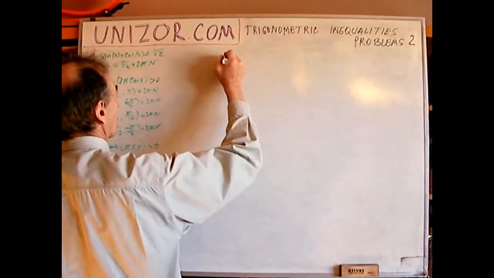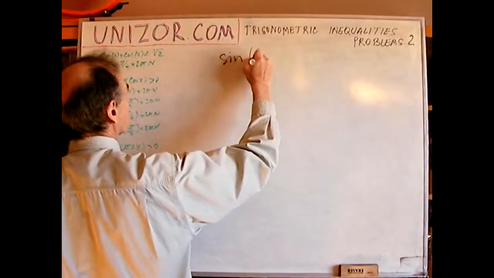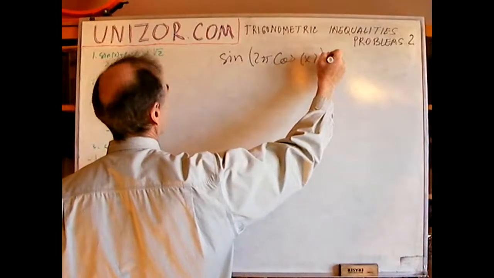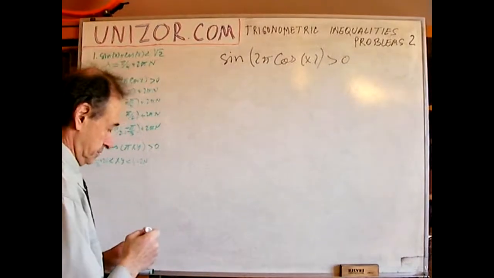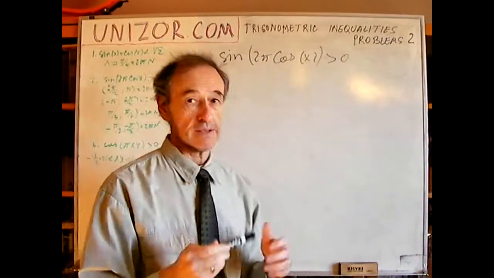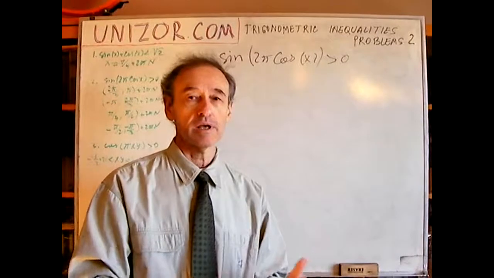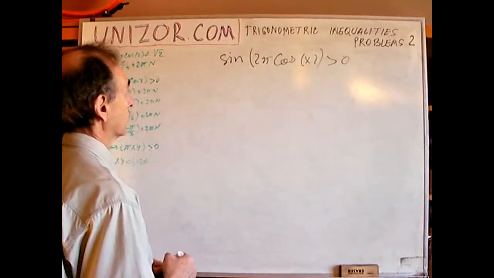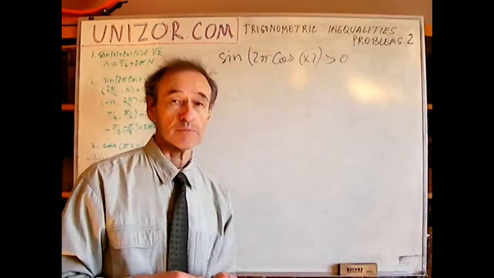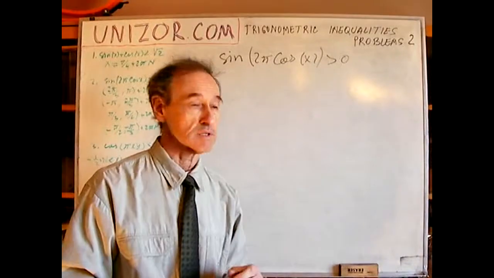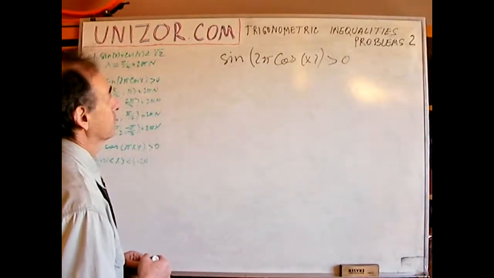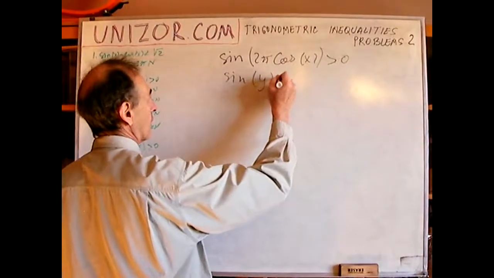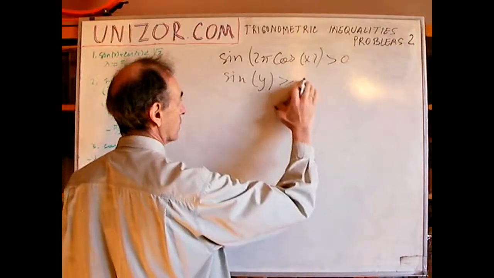Second one. Sine of 2 pi cosine of x greater than 0. Well, this is kind of a complicated thing, so you cannot really immediately come up with the solution, even graphically, quite frankly. I never actually attempted to draw a graph of function like this one. However, we do know how to solve this particular inequality, right?